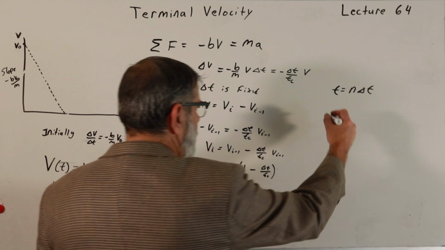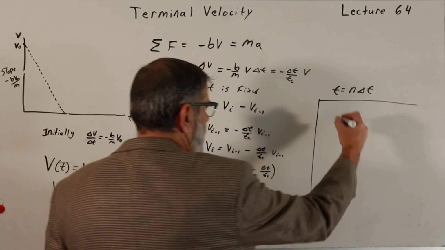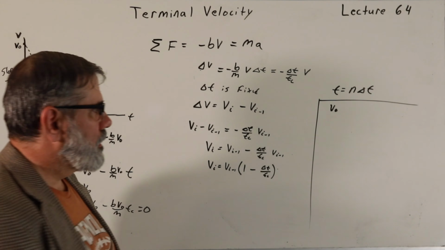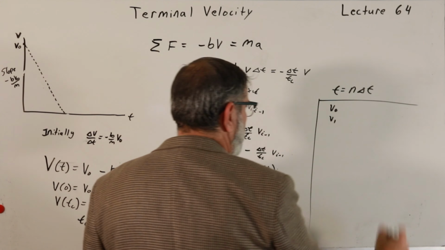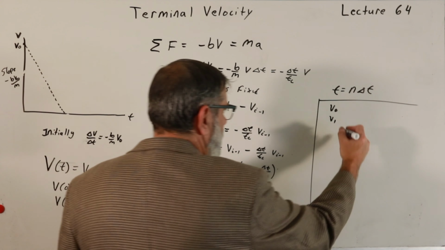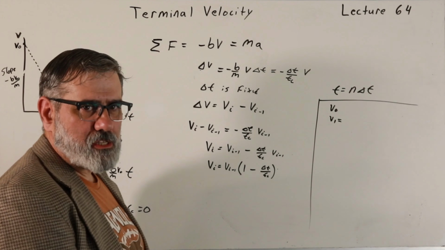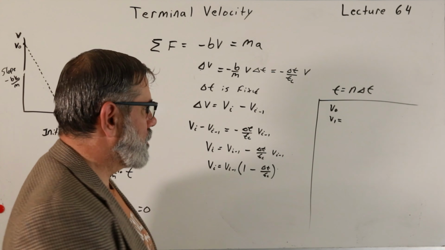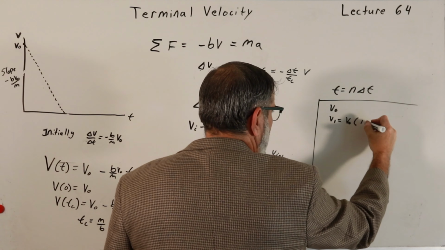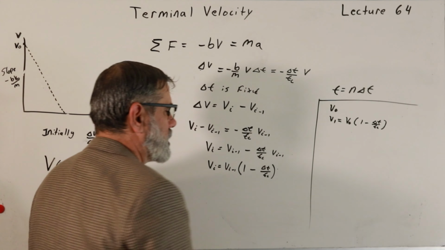So I think maybe what we do at this point is we just look at some values. We know initially our velocity is V naught. Well, what is V sub 1? That's after delta t amount of time, the first time step. What's it equal to? Well, it's equal to V sub i minus 1. What is i minus 1? Well, i is 1, so 1 minus 1 is 0, so this is equal to V naught times 1 minus delta t over the critical or characteristic time.